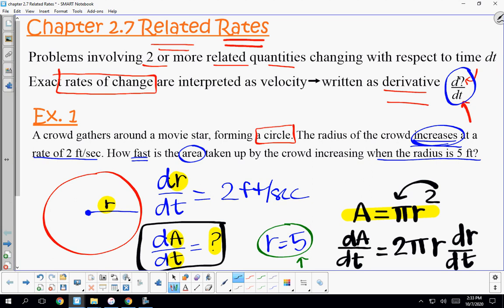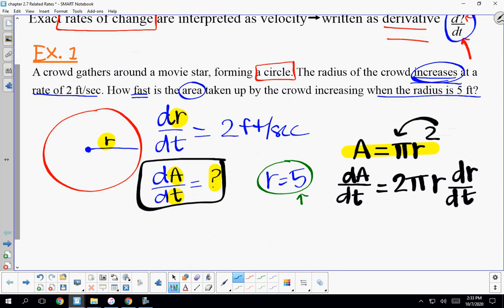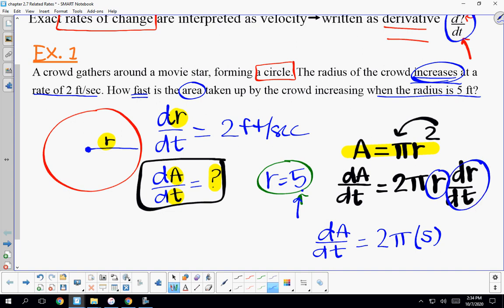And at this step, hopefully, you have all the information you need to find your unknown. So we're plugging in now everything we know. So dA/dt is what we're looking for, so it stays dA/dt. We know 2, we know pi. At this one particular moment, our radius is going to be 5. So I'm going to plug in 5 because that's what I'm trying to find. We're trying to figure out what happens when the radius is 5. And then I know the speed of the radius is always 2 feet per second.